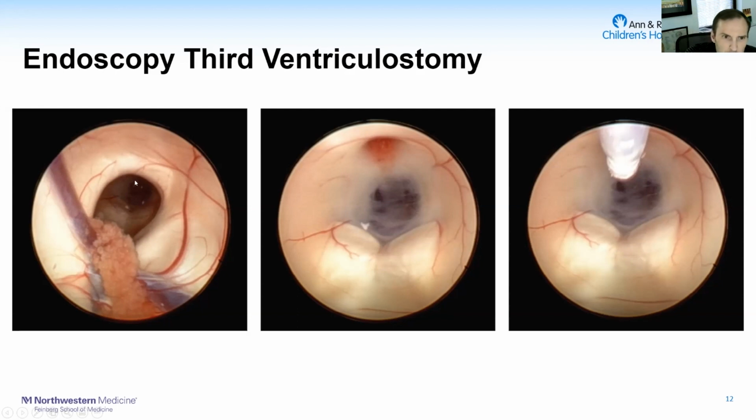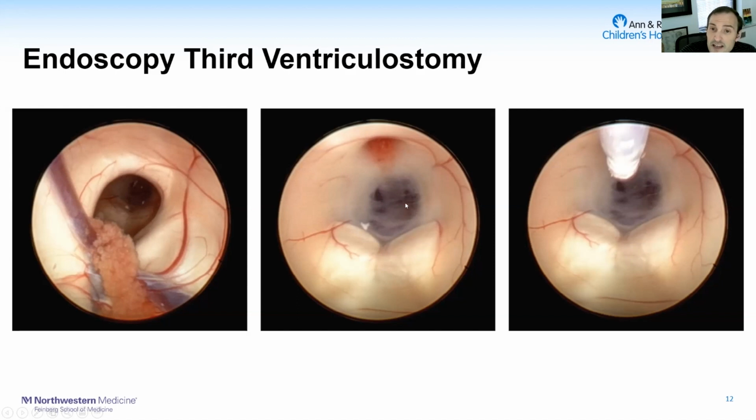So through the foramen of Monro, you can already see the floor of the third ventricle. And I can see these structures here, which are called the mammillary bodies. So we then drive the endoscope through the foramen of Monro, and here on the second image, we visualize the floor of the third ventricle. And then you see these mammillary bodies here. This is the floor of the third ventricle that is our target for the ETV.